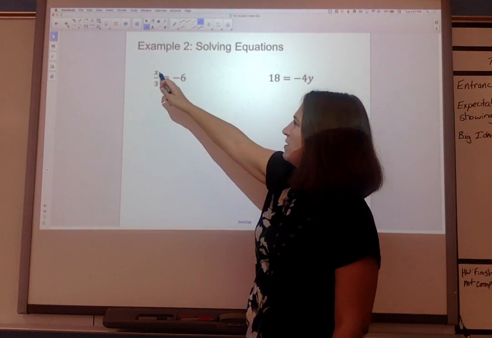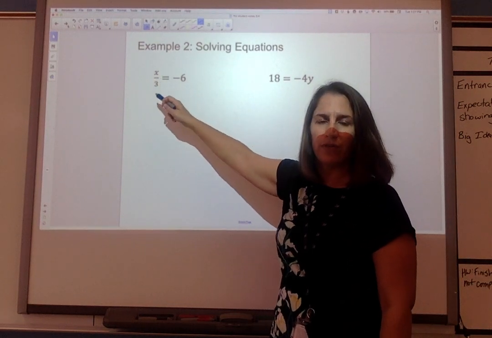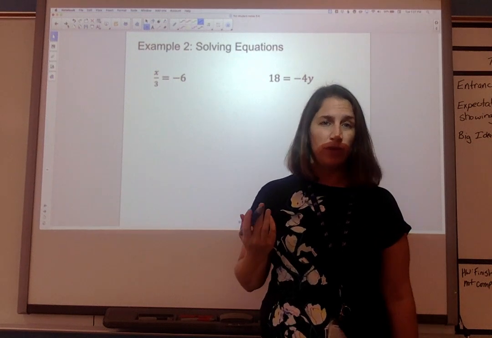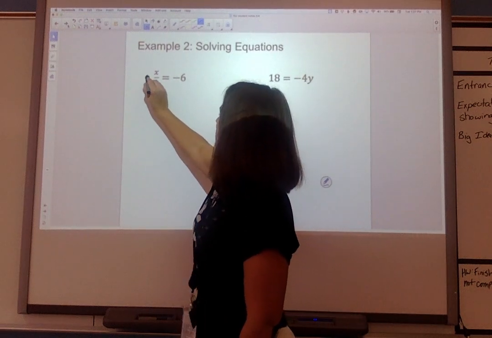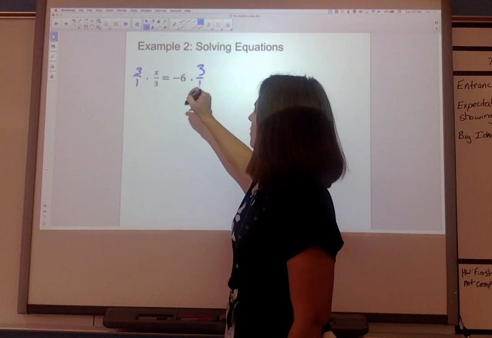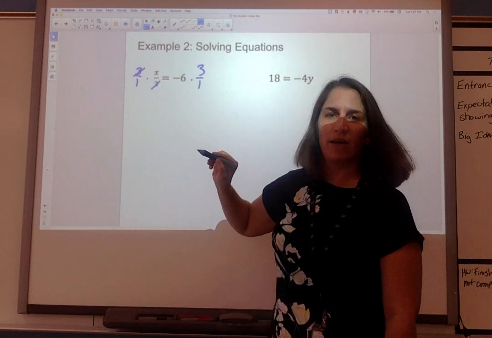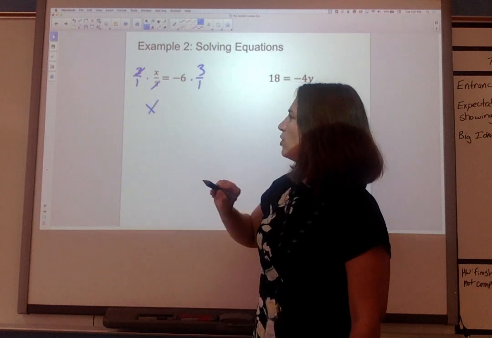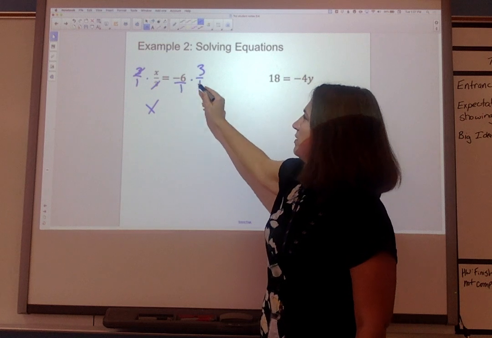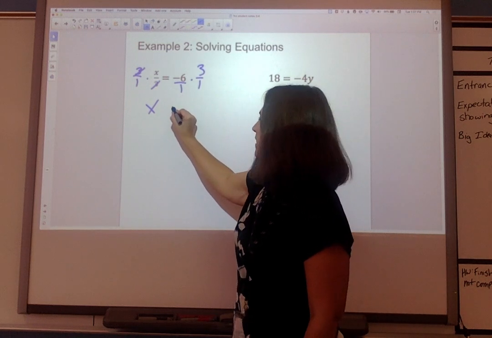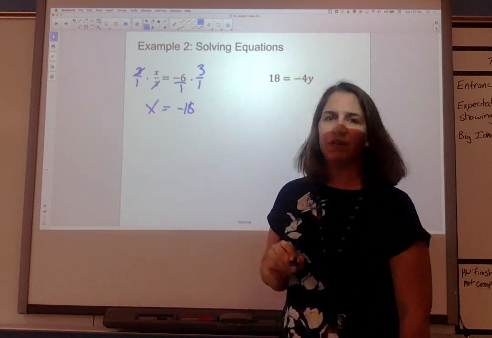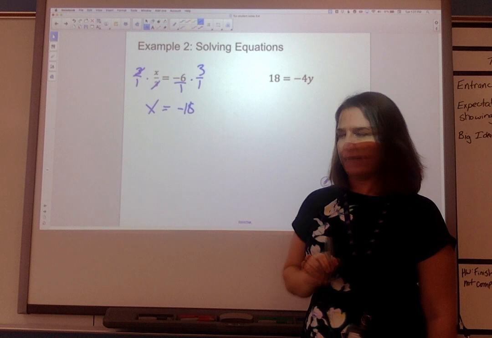So here we have x divided by 3 or x over 3 equals negative 6. So to solve for x, I'm going to multiply both sides by 3. So if I multiply x over 3 by 3 over 1, the 3's cancel out, and I'm left with just x, which is what I was hoping for. On the right side, I have negative 6 over 1 times 3 over 1, so that's negative 18. So I solved here to say x equals negative 18.